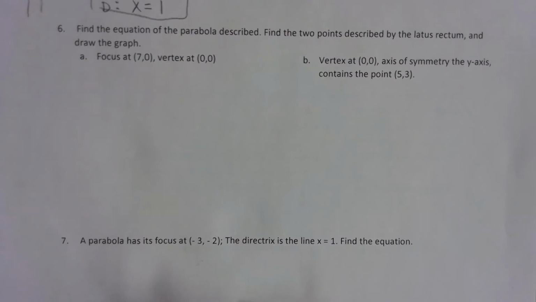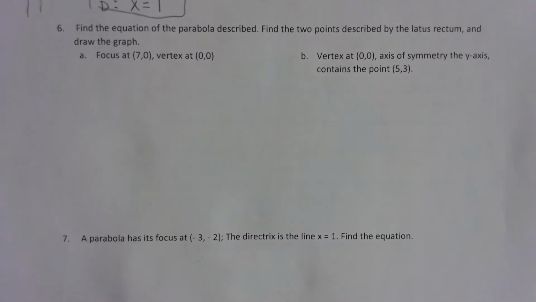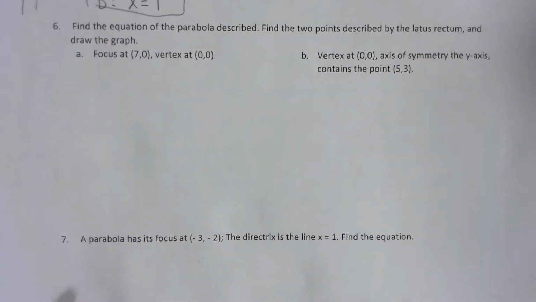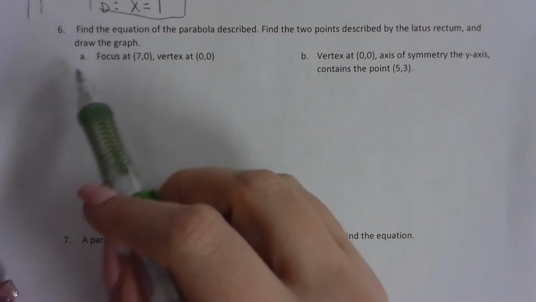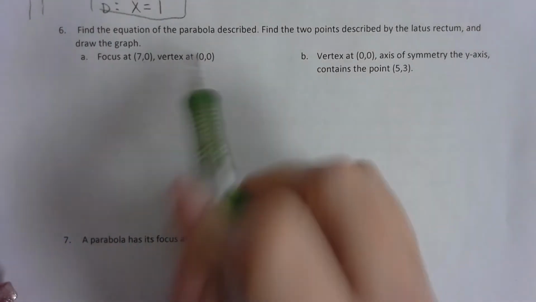All right, now in 6 and 7, instead of me giving you the equation and asking for the answers like we did in the top problems here, I'm giving you the information and I want you to write the equation. So it says find the equation of the parabola described. So we have a focus at 7, 0, and we have a vertex at 0, 0.